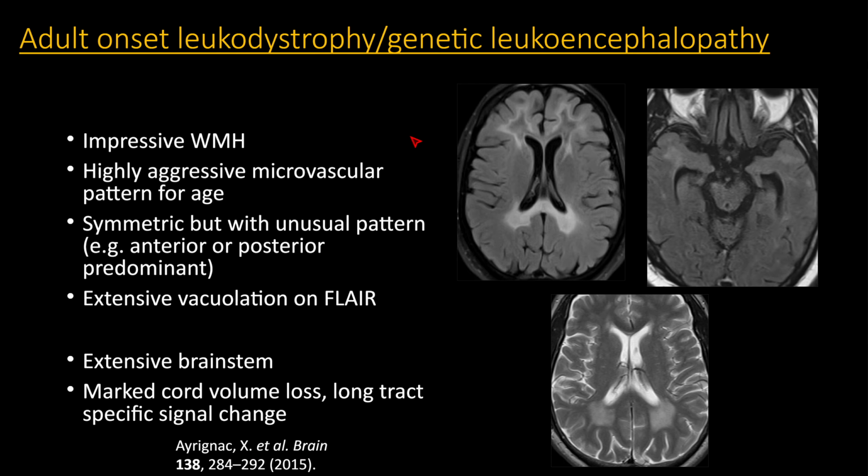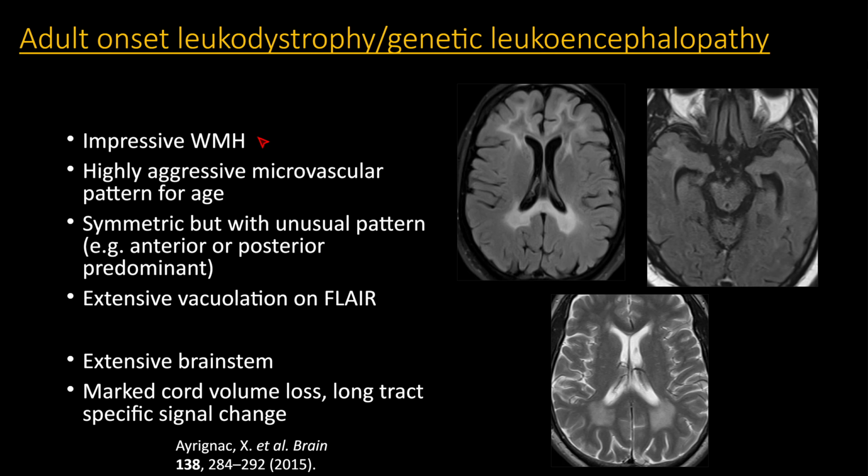Shifting gears a little bit, an increasingly recognized source of white matter abnormalities are genetic etiologies, particularly in the adult population. These are your adult onset leukodystrophies as well as adult onset genetic leukoencephalopathies. Now, we don't have enough time to talk about these, because there are so many of them and they're so heterogeneous.